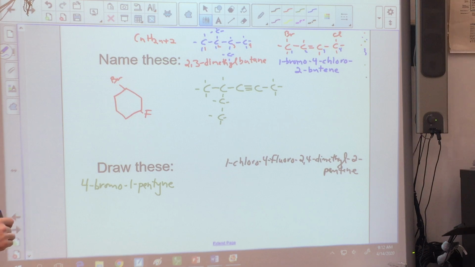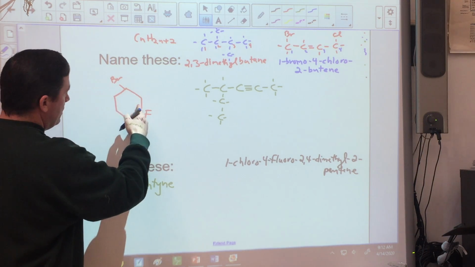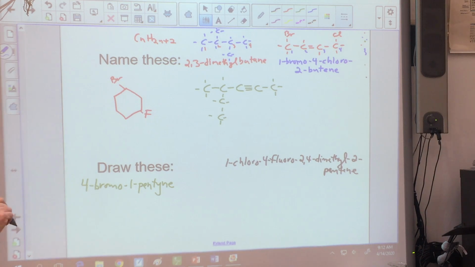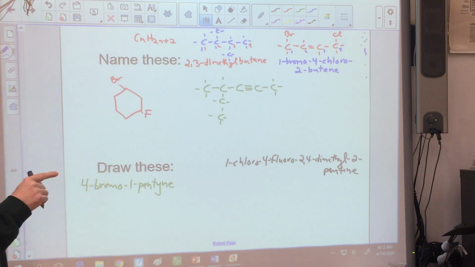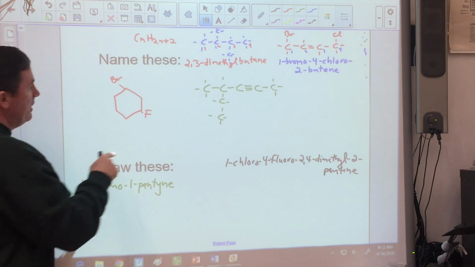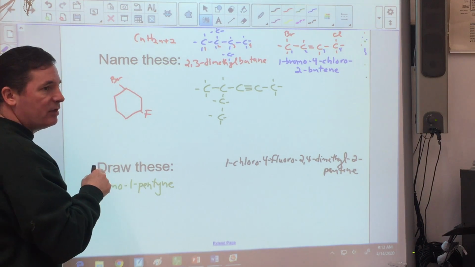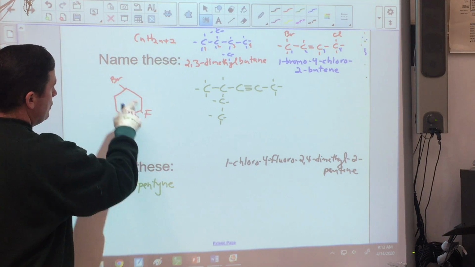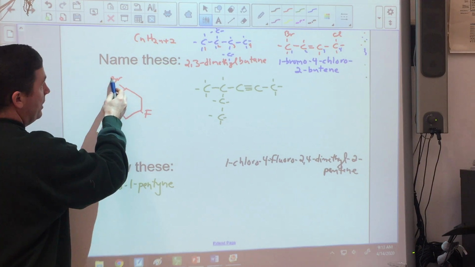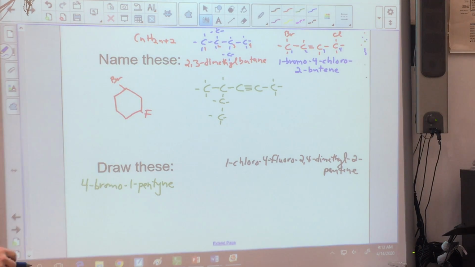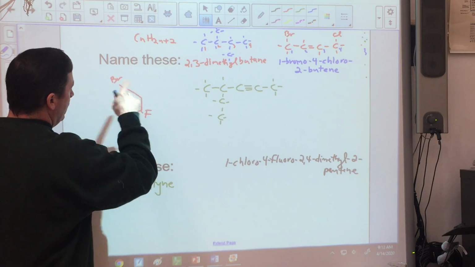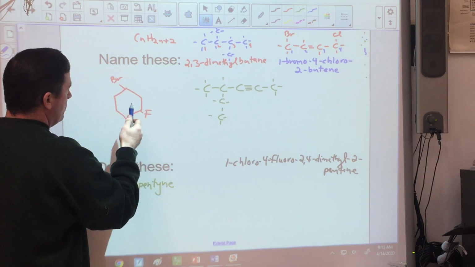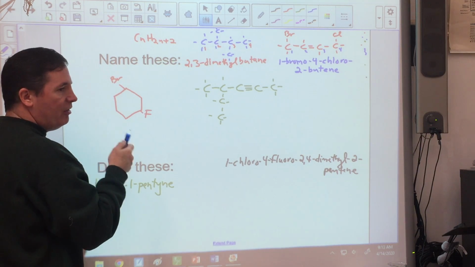This is a cyclohexane. I don't have any double bonds anywhere. Then I would have to number my carbons according to where the double bonds are. In this case, I don't have any double bonds. So I'm going to name this and start my numbering of the carbons according to these two substituent groups. I've got a bromine and a fluorine. Which comes first? B comes before F. So, next thing I have to think is, which way do I go? Clockwise or counterclockwise? Well, I want the lowest combination of numbers.